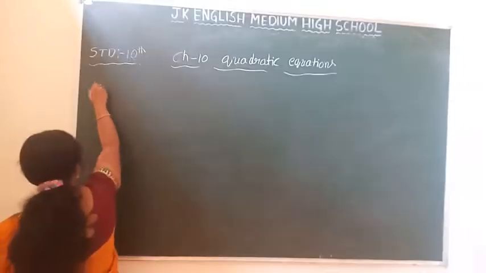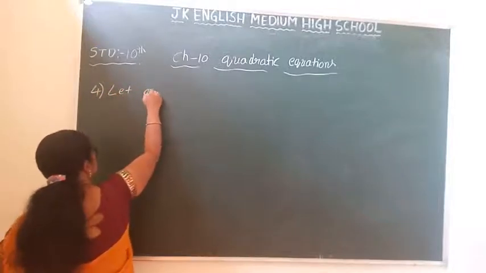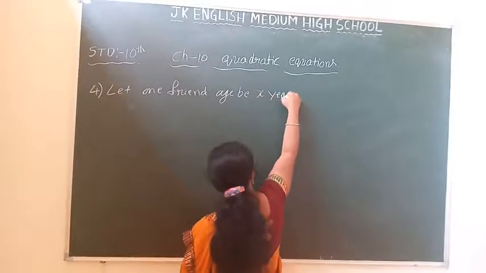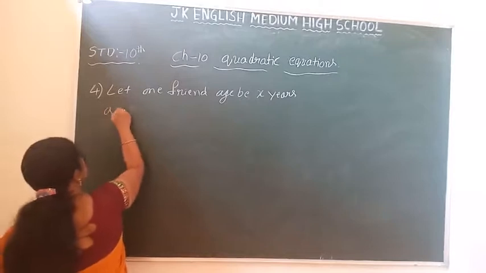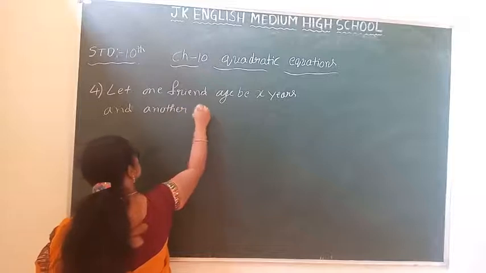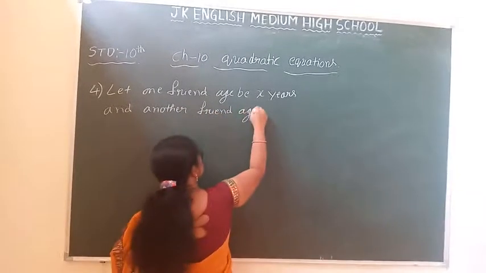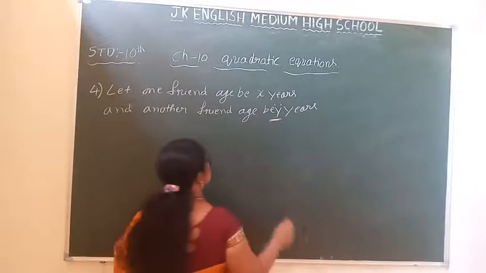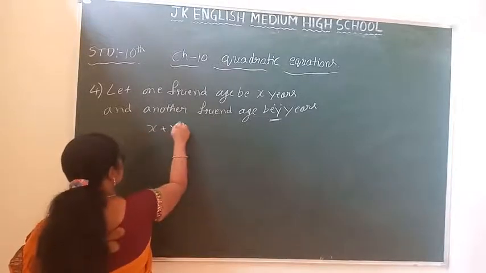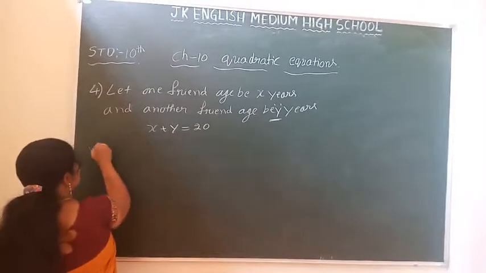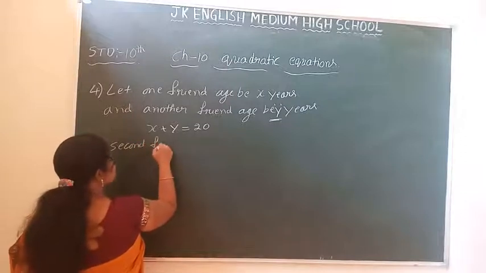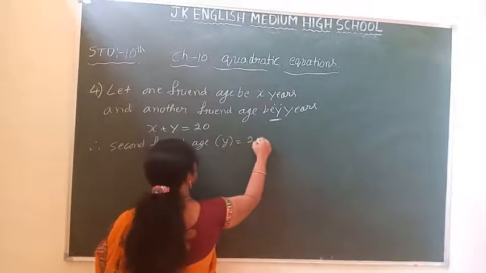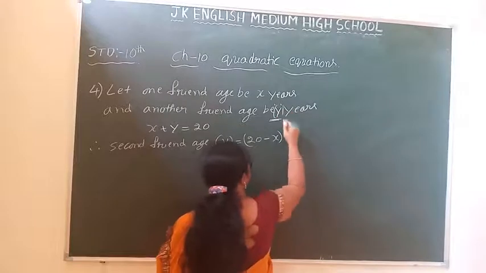So let one friend's age be x years, and another friend's age be y years. When the sum of those two friends' ages is 20 years, then the second friend's age becomes y is equal to 20 minus x years.